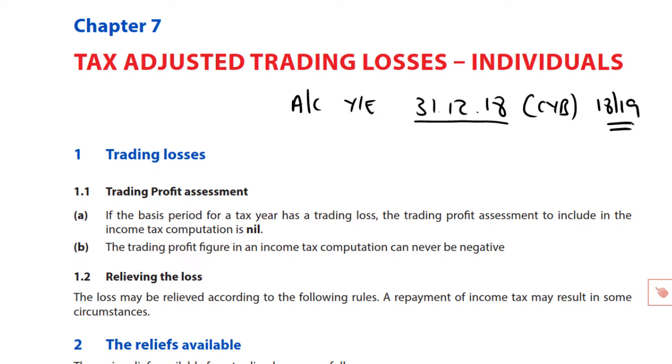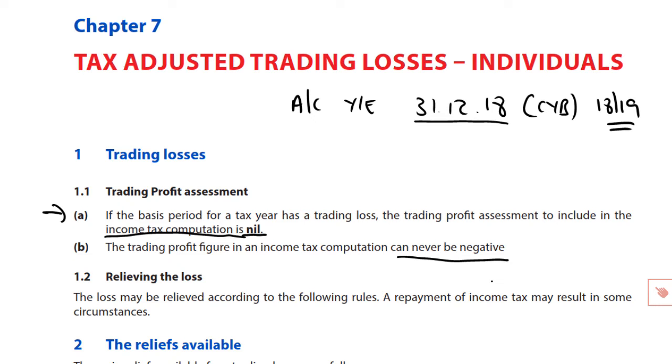Now, the first thing we need to know is, when dealing with a loss, looking at the tax year in which the basis period of the loss is being assessed, what do we include on the income tax computation? Well, what we will include is not a negative, not a bracketed figure representing the loss made, but in fact a nil assessment. And that's the first thing that we see here in section 1.1. If the basis period for the tax year has a trading loss, the trading profit assessment to include, because it's not a profit, it is now a loss, is nil within the income tax computation. We never ever put a bracketed figure. That can never be a negative on the income tax computation. So any loss, whether £1 or thousands of pounds, it is a nil assessment.